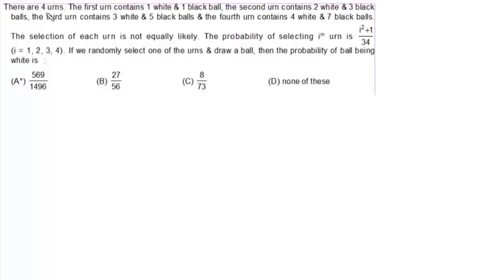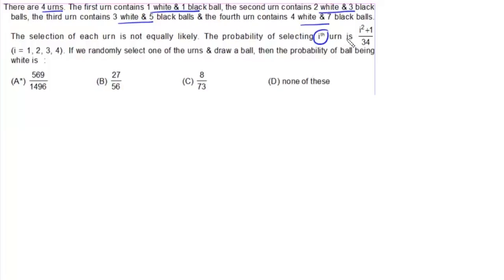Now the question is, there are 4 urns. The first urn contains 1 white and 1 black. Second one contains 2 white and 3 black. Third contains 3 white, 5 black. And fourth contains 4 white and 7 black. The selection of each urn is not equally likely. The probability of selecting the ith urn is (i square plus 1) upon 34. If we randomly select one of the urns and draw a ball, we need to find the probability of the ball being white.